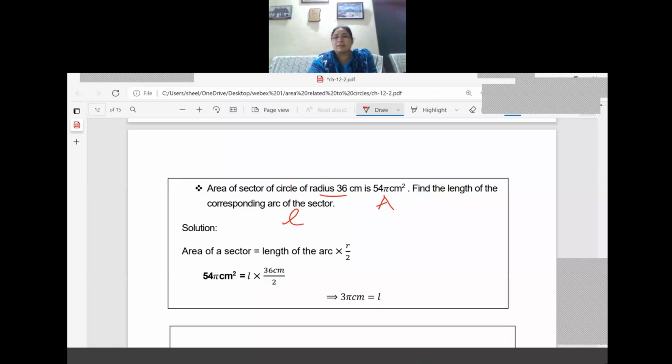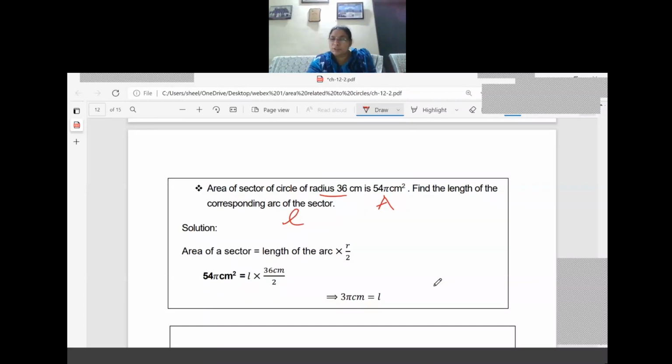We have already seen there is a relationship between the area of the sector and the length of the arc. Right? Area of the sector is equal to length of the arc into R by 2. Or we know that A equals L into R by 2. Just substitute the values. A equals 54 pi. L is unknown to us, L we have to calculate. And R is 36. So by 2 is there in the formula. So 36 by 2. And we can solve for L. In terms of pi only we have written. So L is equal to 3 pi centimeter.